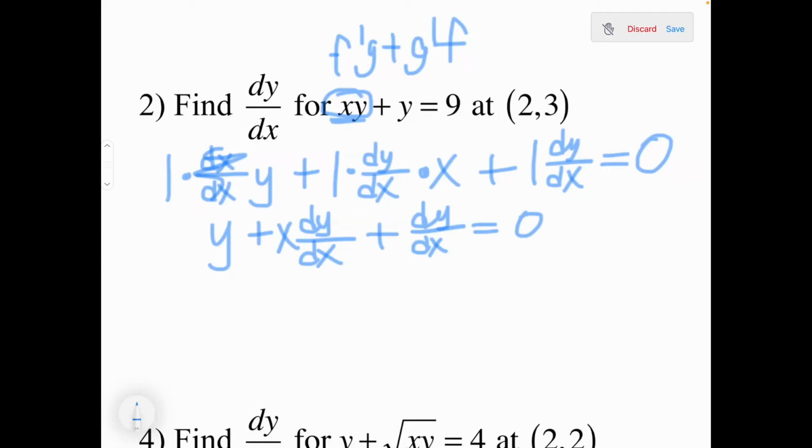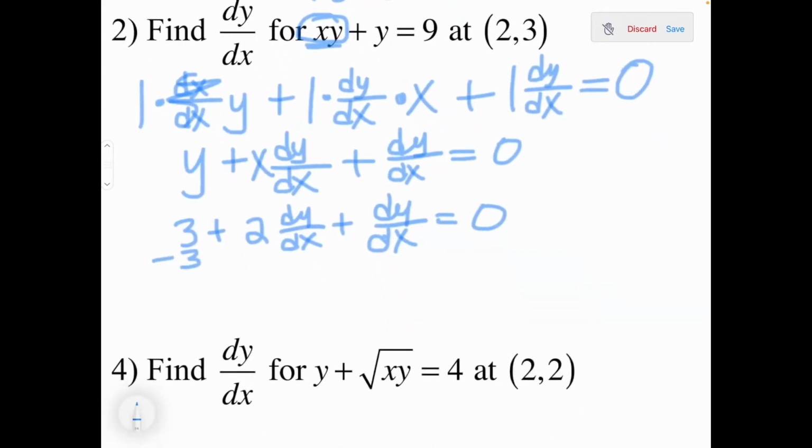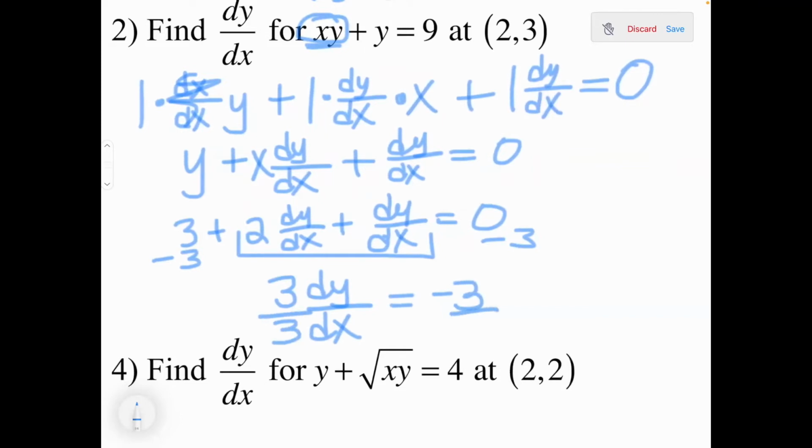And now if we want to find this derivative at the point (2, 3), we plug that in. The y value is 3, the x value is 2, so 3 plus 2 dy/dx plus dy/dx equals 0. We can move the 3 over to the other side, and at the same time, 2 dy/dx and dy/dx can combine into 3 dy/dx, and that's equal to -3. We can divide both sides by 3, so we get dy/dx at the point (2, 3) is equal to -1.